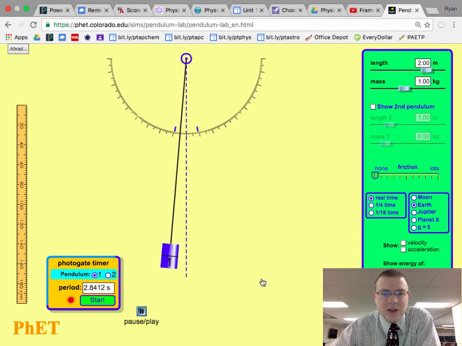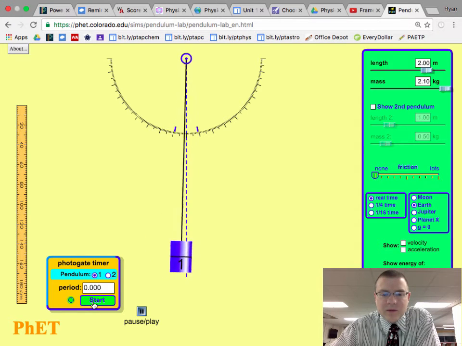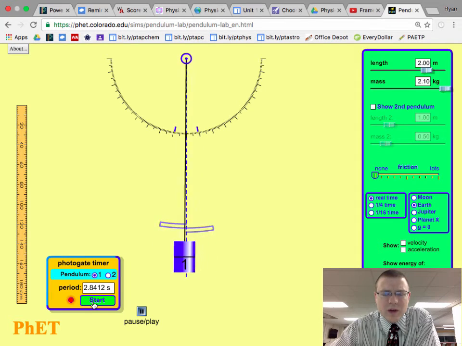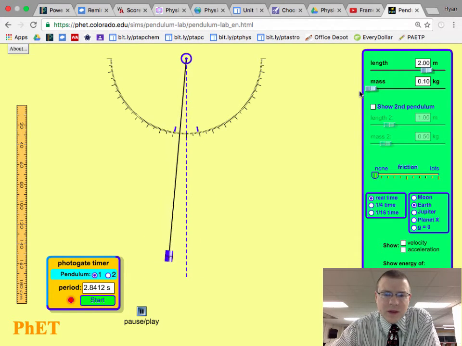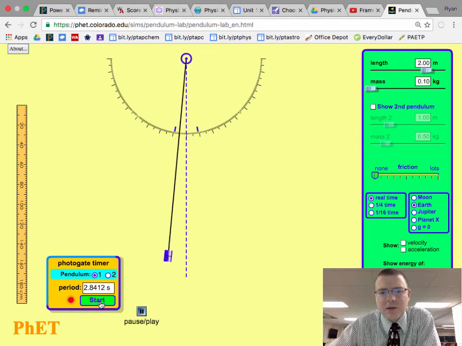Things that you could change that you did in the lab today is we could change the mass. So I'm going to make that mass larger and time it again. 2.84 again. I'll make the mass smaller. 2.84. So it looks like mass has no effect on the oscillations of a pendulum. Well, what could affect the pendulum?